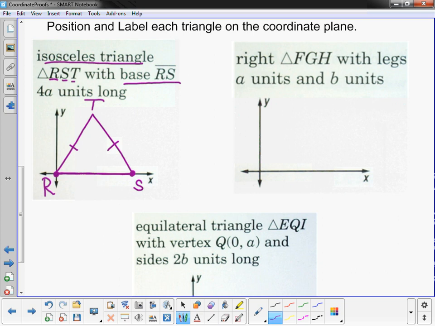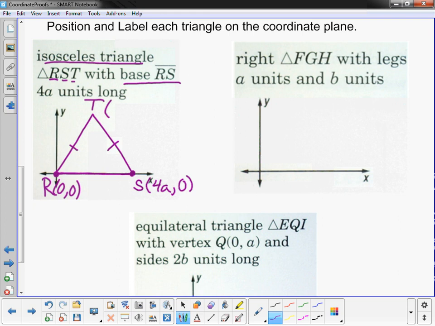Now we've got to identify the points. Well, R has to be at (0, 0). It's at the origin. S has to be 4a units away from R. Got to keep that in mind. Now we know S is on the x-axis, which means its y value is 0. If it's 4a units away from R, it has to be 4a in the x. So I've got that point taken care of. I have 2 of the 3 points. Now I've got to do T.